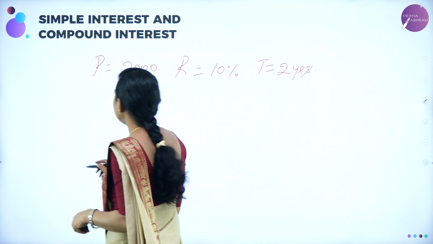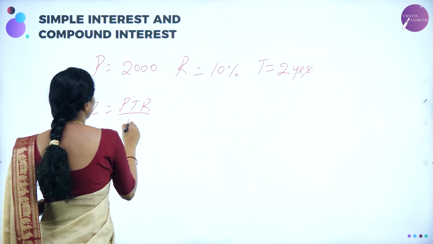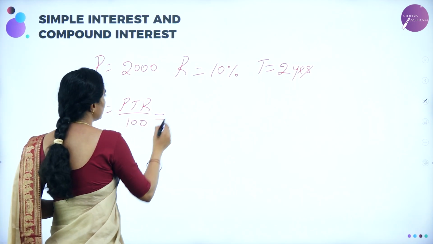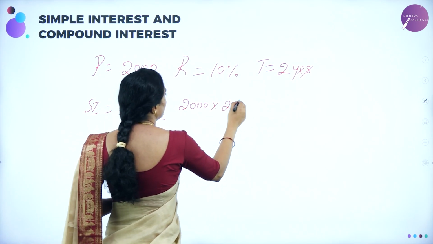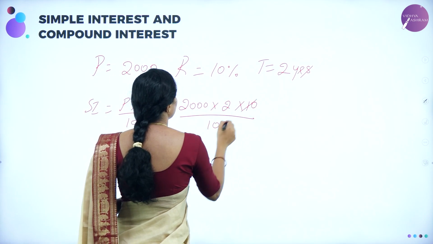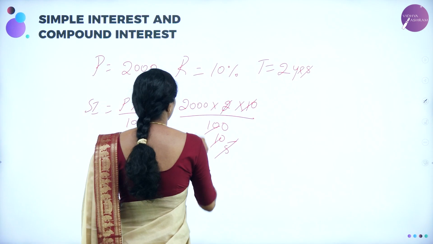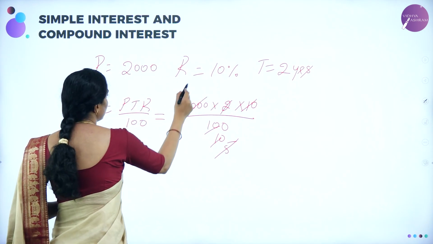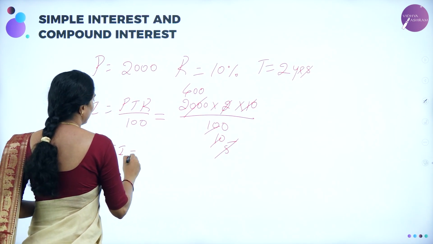Correct? So, let me calculate simple interest here. PTR divided by 100, which will be equal to P, which is 2,000, into T, which is 2, into R, which is 10, divided by 100. So, 10 tens are 100, 5 4s are 20. Now, SI is equal to 400.